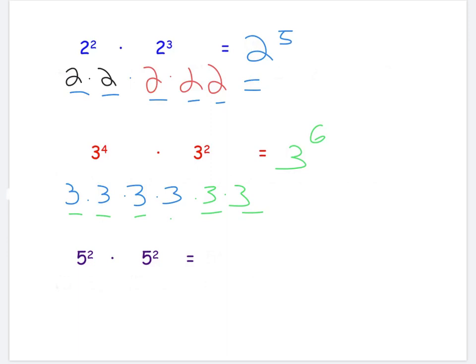Now we have 5 squared times 5 squared. 5 squared means 5 times 5. Again, 5 squared means 5 times 5, so we're multiplying them together. Our base stays 5, and how many 5's do we have? 1, 2, 3, 4. So our answer should be 5 to the 4th power.